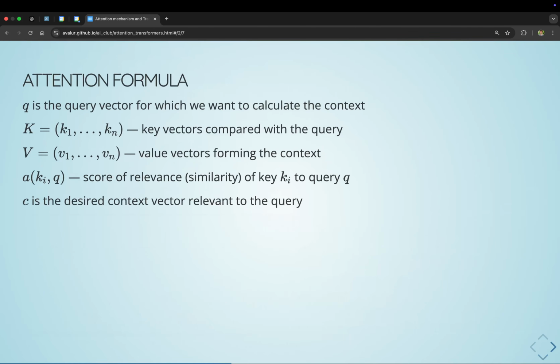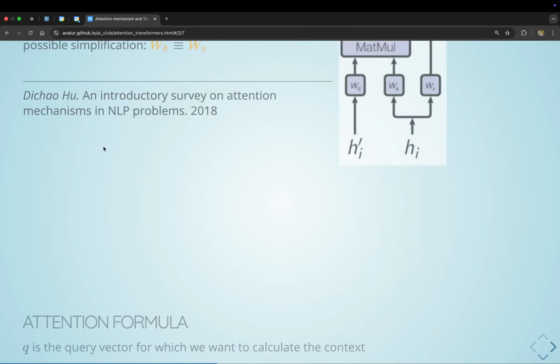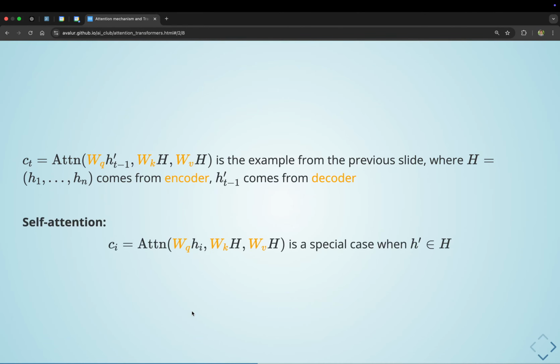Let me show you the first formula another time. So this is the calculation of attention scores, and then the final result is context vector CT, either for encoder and decoder parts, or in self-attention only for encoder parts. So yeah, encoder part here. So self-attention is a combination of parts of one sentence in English, for example.